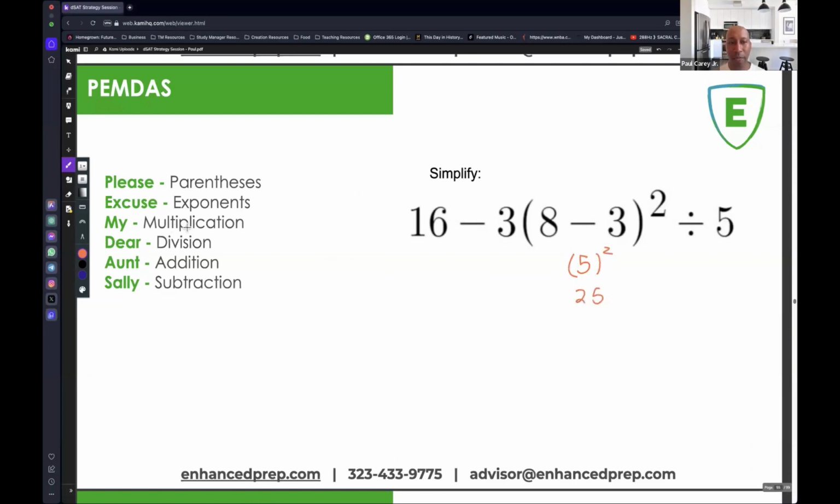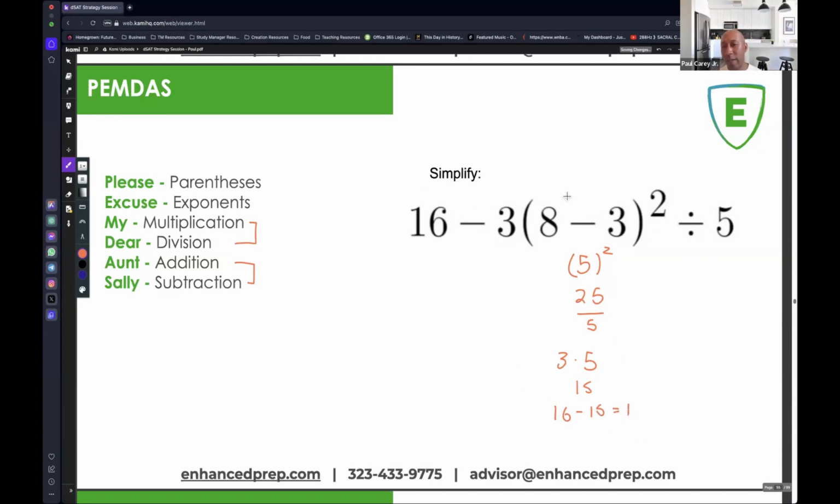And then we can do our multiplication or division. It doesn't matter with these two which one we do first, or these two which ones we do first. So we can multiply by the 3, or we can divide by the 5. What I say is I always like to bring the numbers down compared to bringing them up. So let's just do that division part first. So that gives us another 5 here. And then 5 times 3 is going to give us 15, and then 16 minus our 15 is going to give us 1.